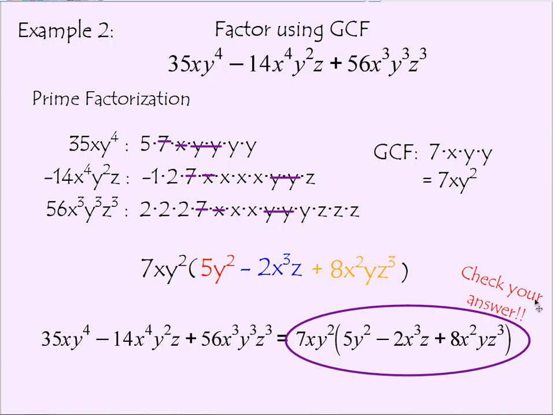Remember, I can check my answer by going ahead and doing the distribution and making sure I get what I started with. You will be able to eventually do this in your head, right? What does 35, 14, and 56 have in common? What's a number that will go into all three? How many x's do they have in common? How many y's and how many z's? You will eventually be able to do this super fast and do it in your head.